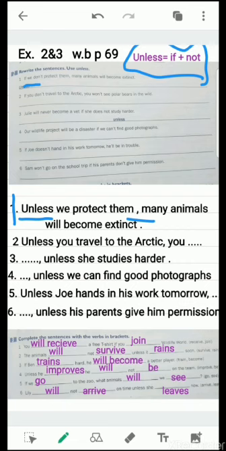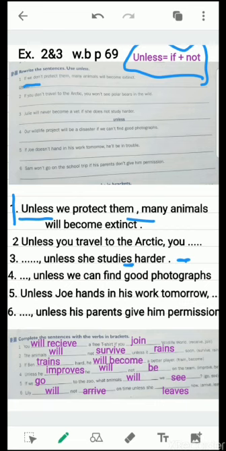3. Julie will never become a vet. Vet means طبيب بيطري. Vet طبيب بيطري. Julie will never سوف لن will never become a vet if she does not study harder. Instead of writing if doesn't, we write unless. So the answer will be unless she studies harder. Don't forget to add the S because she is singular. Unless she studies harder.